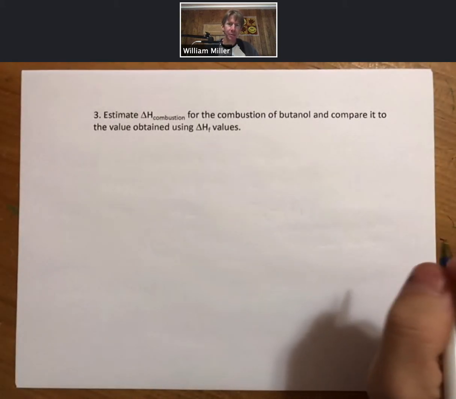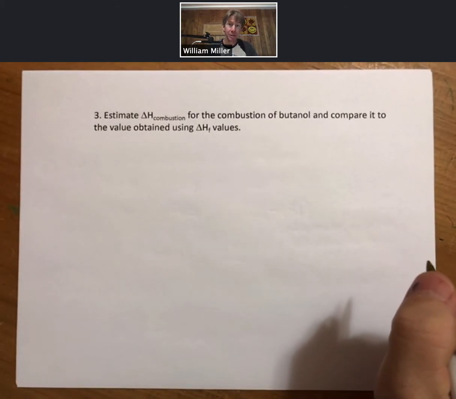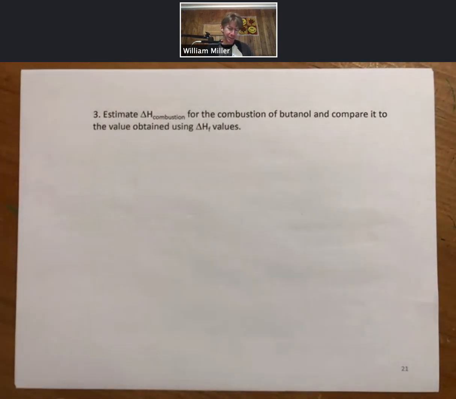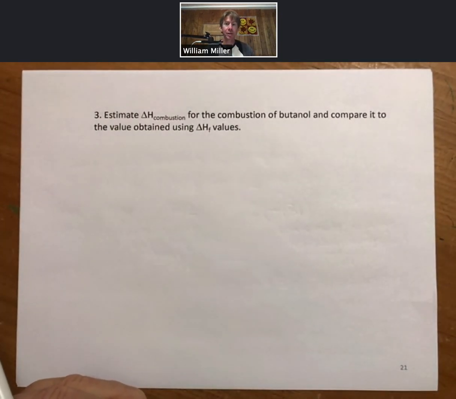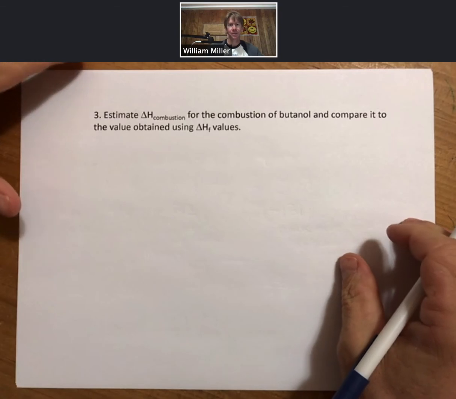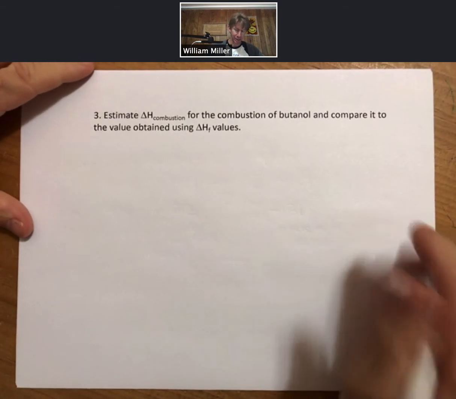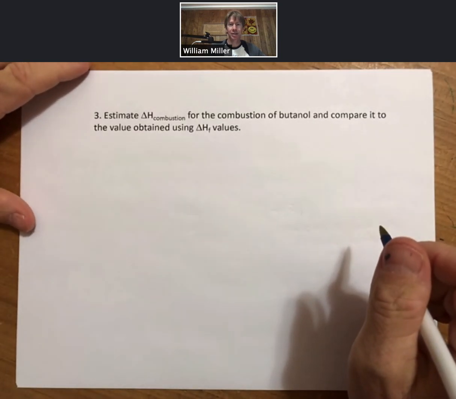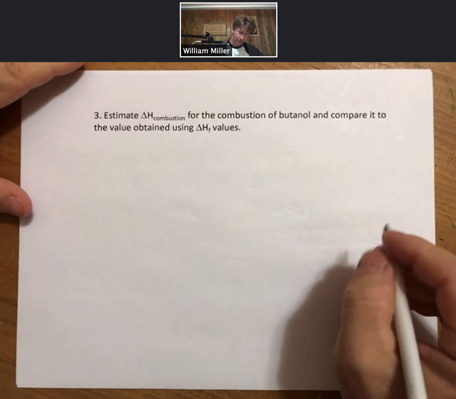Now let's do a slightly more complicated, though very similar example to the process. This question says, estimate delta H combustion for the combustion of butanol and compare it to the value obtained using delta HF values. Remember, our bond dissociation energy examples are estimates, and delta HF values are what we can think of as our correct values.